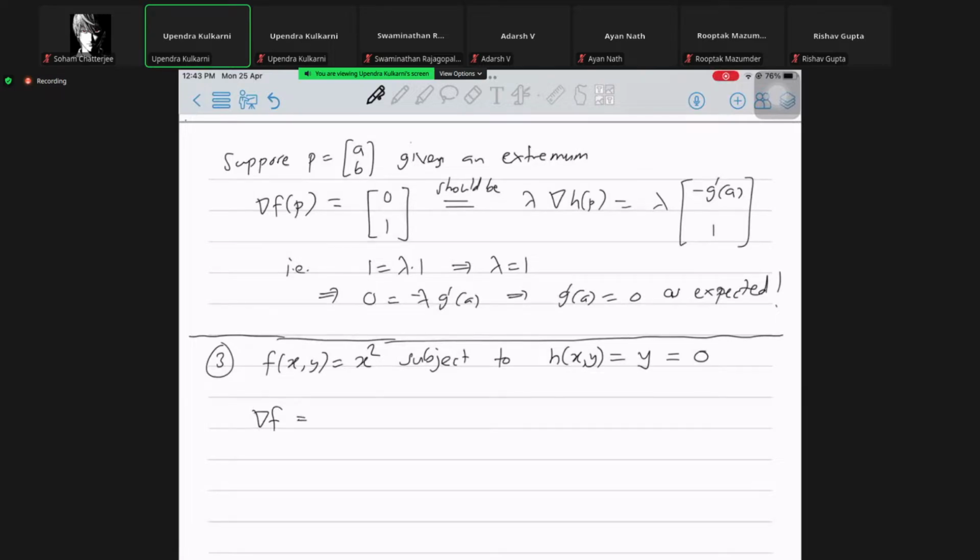Let's just do this in terms of x and y. So what is this? 2x, 0. And what is this? 0, 1. What's the conclusion? Lambda has to be 0. Okay.